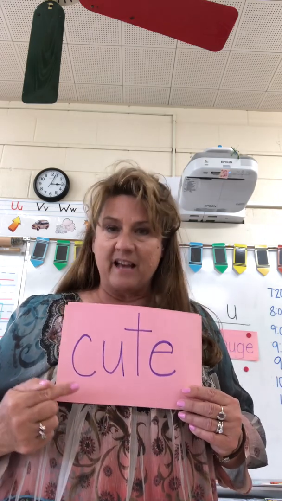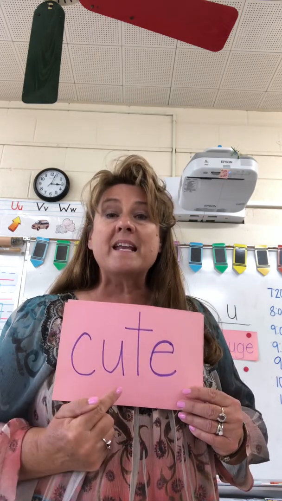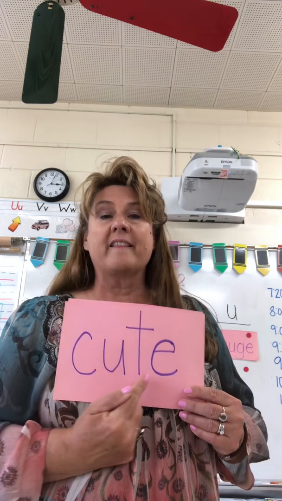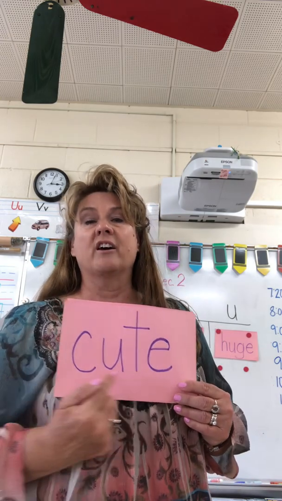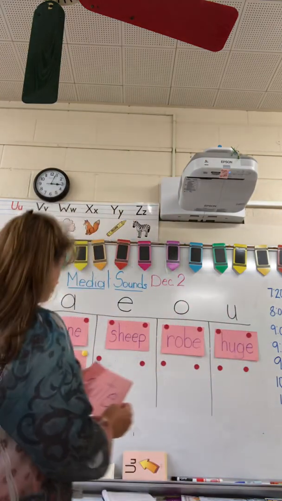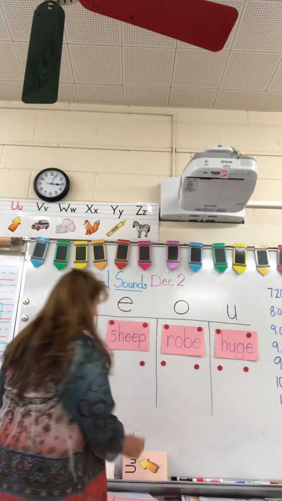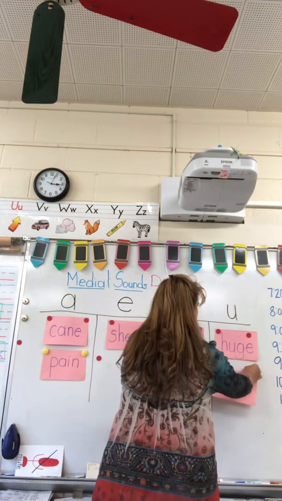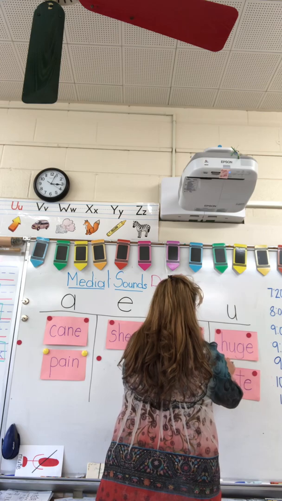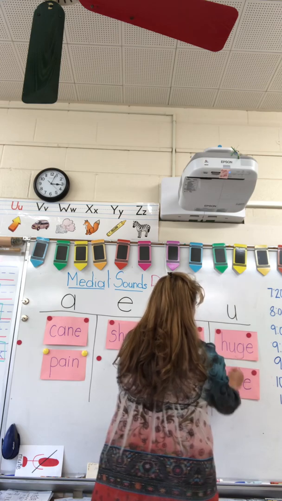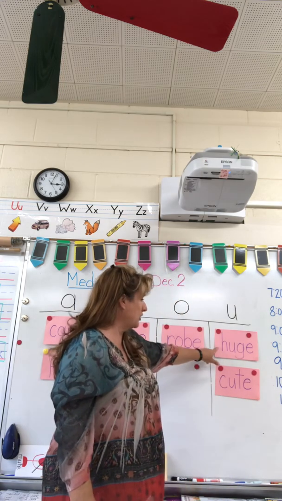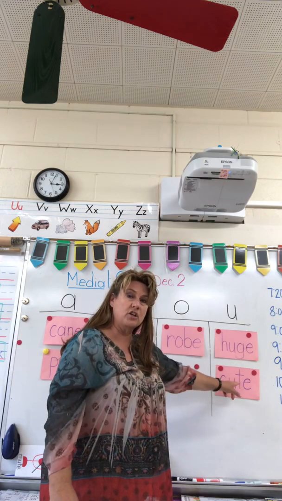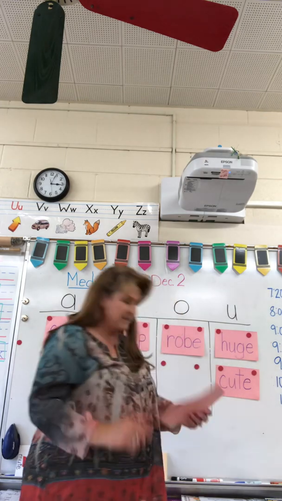The beginning sound is K. The medial sound is U. And the ending sound is T. Cute. So our medial sound was U. So we have to put this here in the U column. And our U words are huge and cute. Let's look at this one.